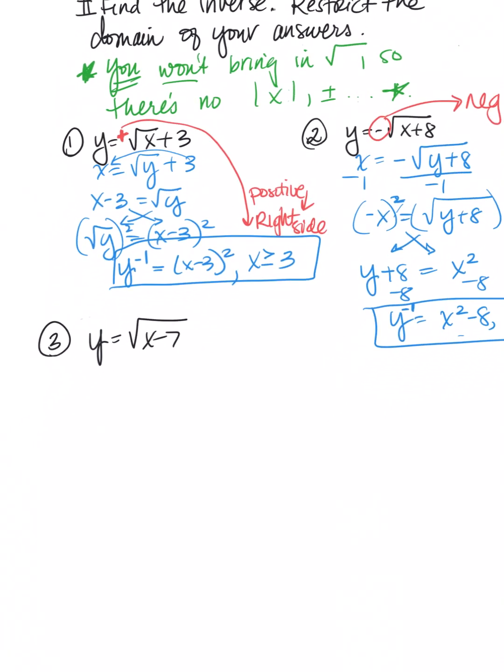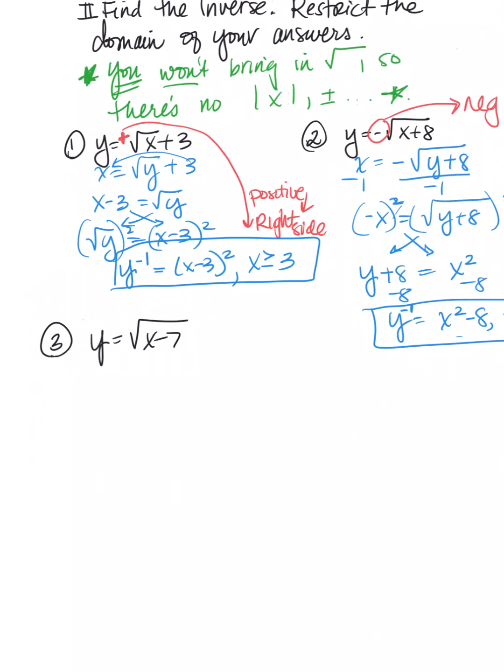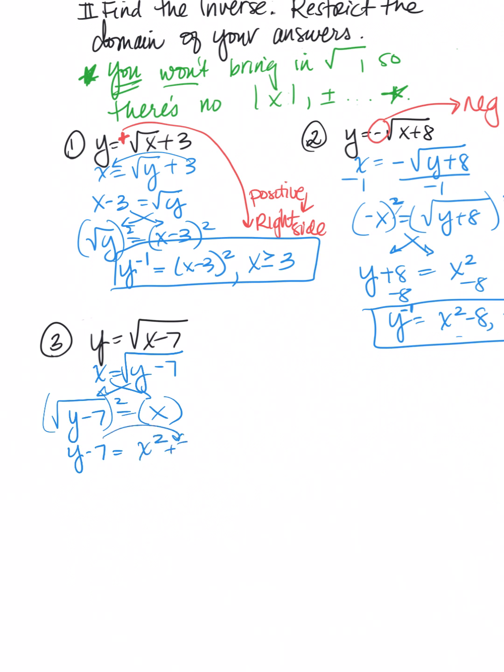All right, let's look at one more example. y equals the square root of x minus 7. So start by flipping your x and your y. Again, I'm going to put what I'm solving for on the left. And I'm going to square both sides. When I do that, I get y squared equals x minus 7. I need to move that 7 over. So I will have y^-1, so it's the inverse, equals x squared plus 7.